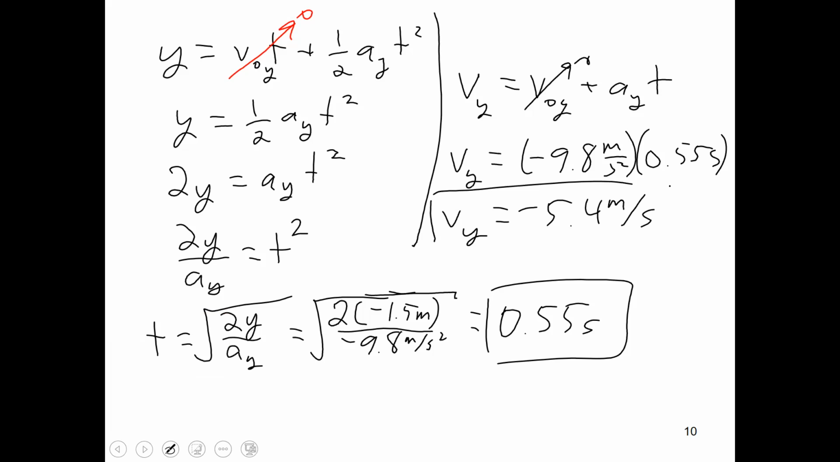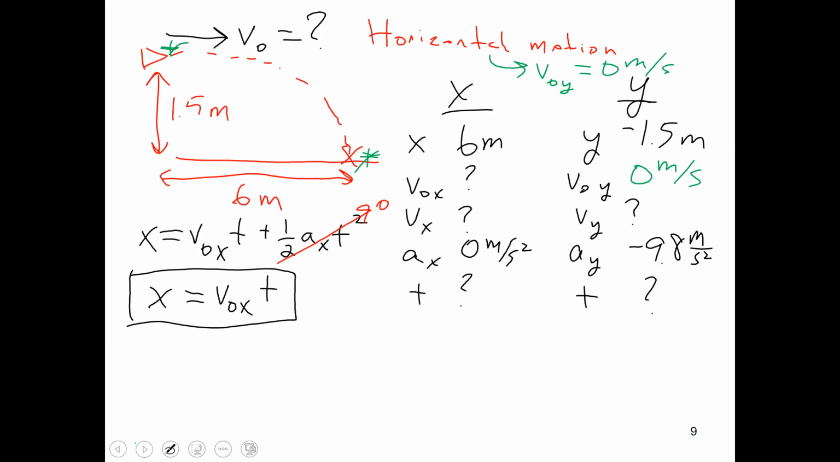Okay, and we'll just go ahead and put a box around that too. Let's back up. There we go. Okay, and let's see now. I'm back at my table. This v sub y is negative 5.4 meters per second. And this time is 0.55 seconds.